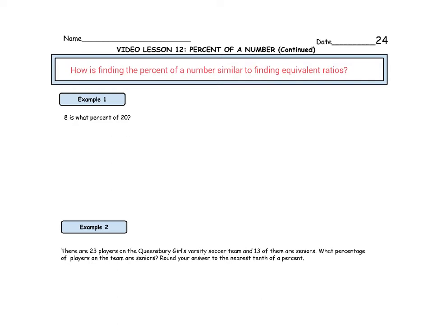This is a continuation of video lesson number 11. Today's question says, how is finding the percent of a number similar to finding equivalent ratios? Let's go ahead and get started.